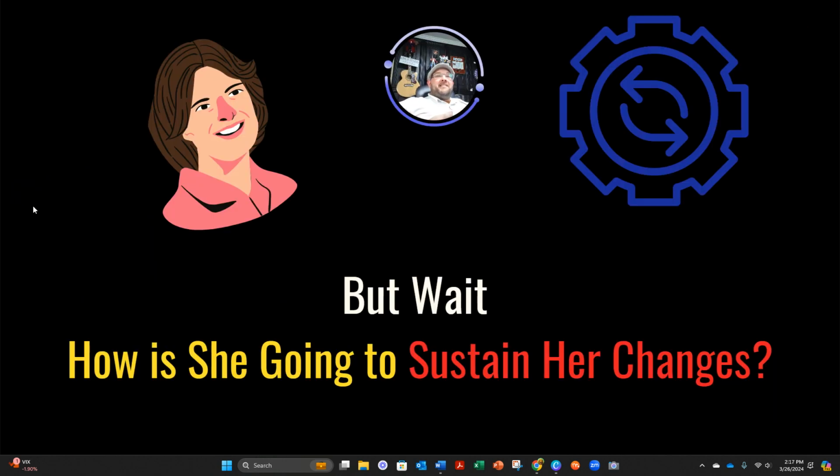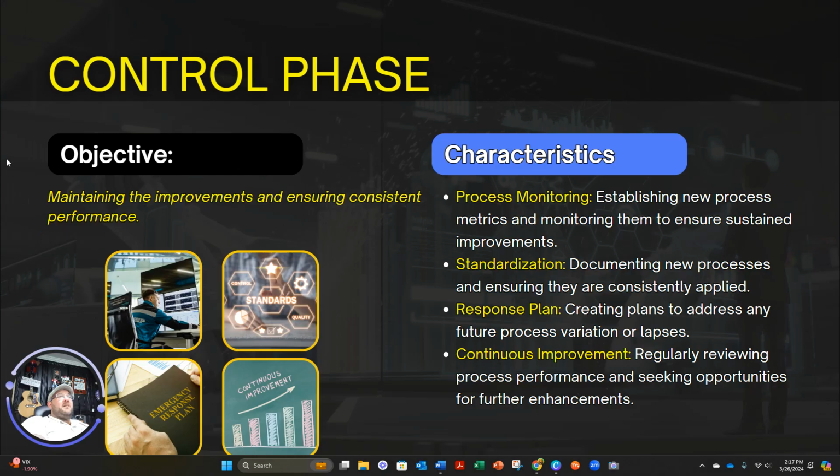One thing I want you guys to take note of is, after you do an improvement, how are you going to sustain that change? And that's what Sally wants to do, is control her process.